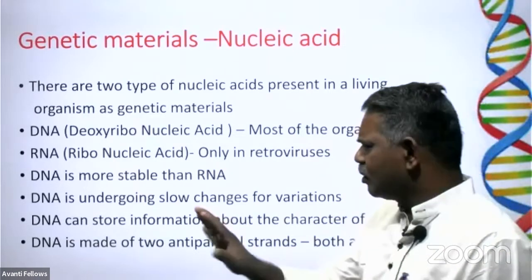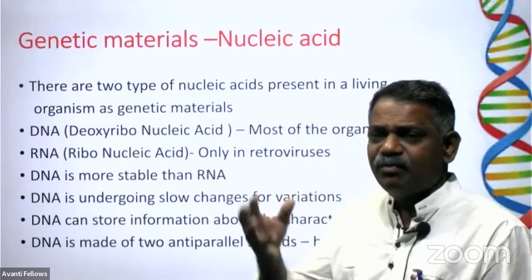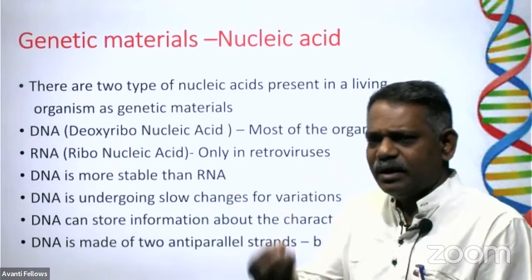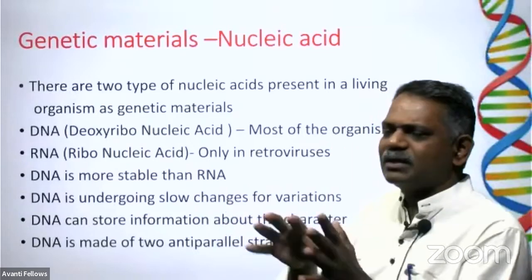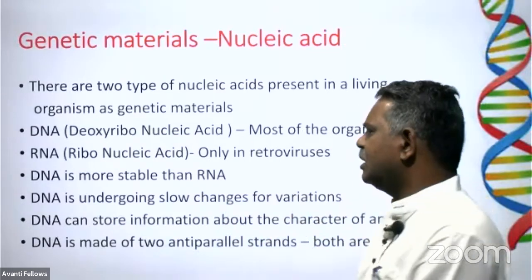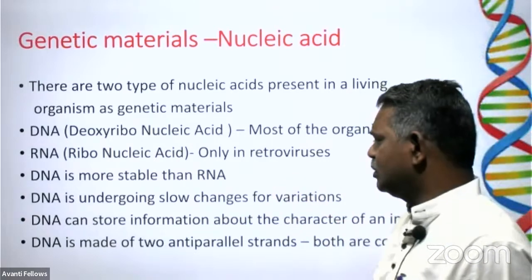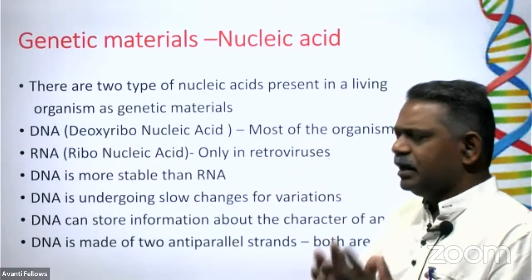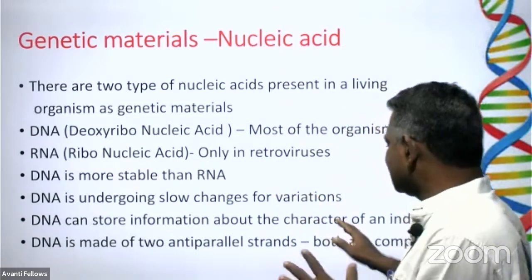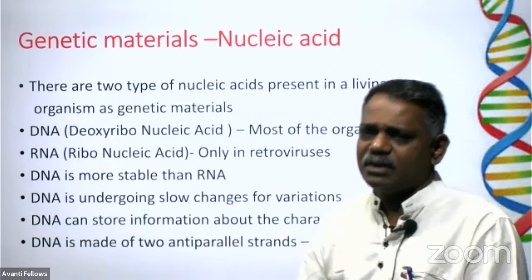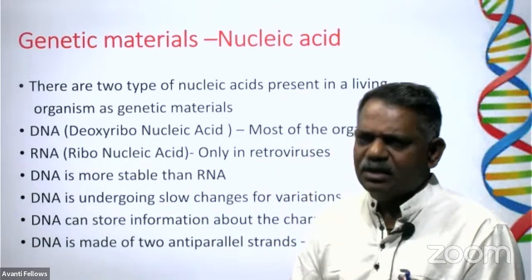But DNA can undergo very slow changes, and that makes variation. We can find differences in body character, but it is very, very gradual and slow, and it is because of the changes happening in the genetic material DNA. DNA can store information about the characters of the individual. And this DNA is made up of two anti-parallel strands. Both are complementary. That structure we are going to discuss in this chapter in great detail.